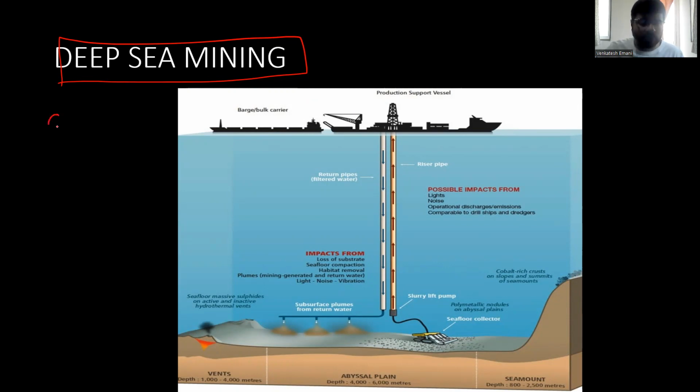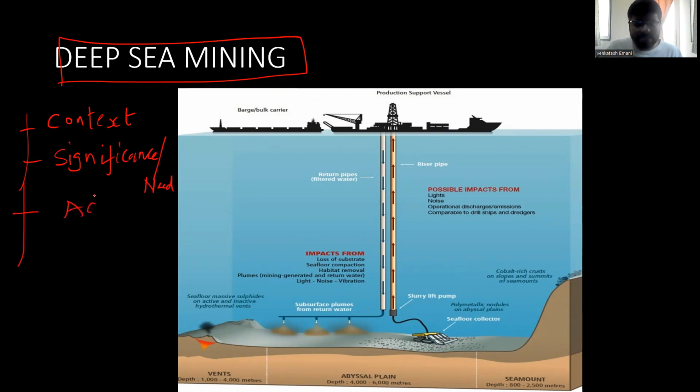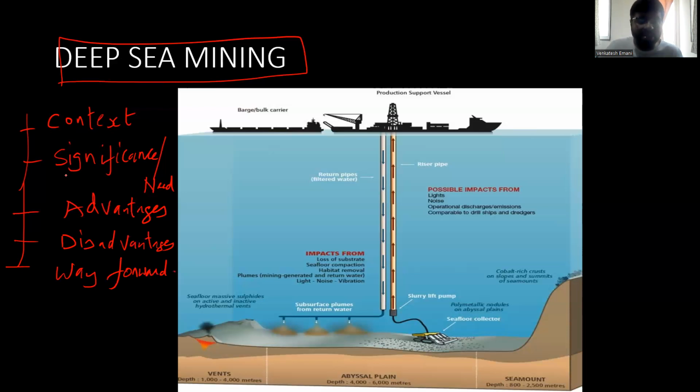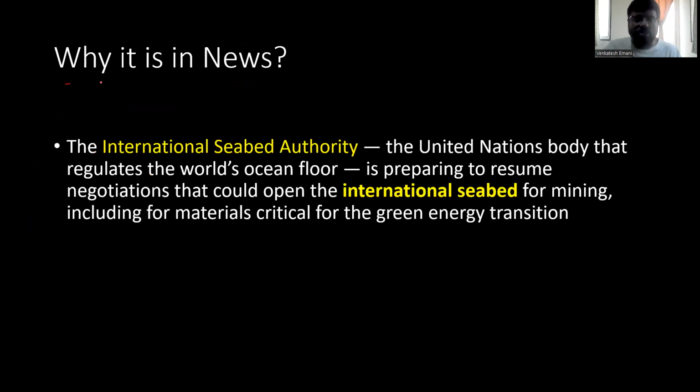For every topic, first we would know the context, why it is in use. Then we'll discuss the relative importance, the significance or need. Then you have to understand the possible advantages, and depending on the topic, the disadvantages and way forward. And if it is a geography-based topic, obviously you need to understand the distribution aspects. So with this in background, let us start deep sea mining, the context, why it is in news.